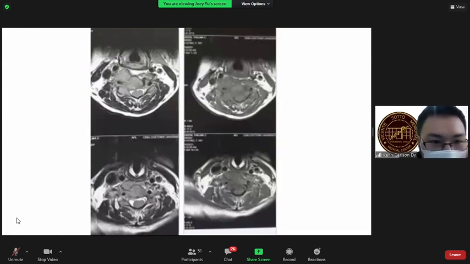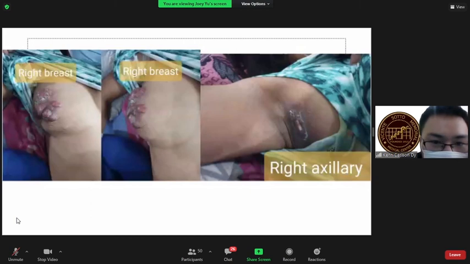And then in your other images, you can see multiple nodular lesions, paraspinal nodular lesions. And these are those images that are best showing you infiltration of the skin by the muscle already infiltrating the skin and associated with sinus duct formation in the right axillary area.